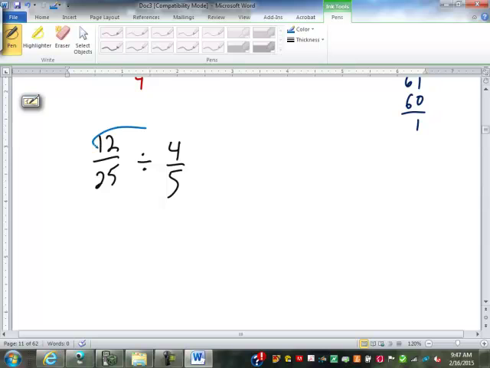Can I do 12 divided by 4 is 3, 25 divided by 5 is 5? Does that give me the right answer? Yeah, that's the right answer. Would that work every time? Sure it would. So why don't we do it that way?